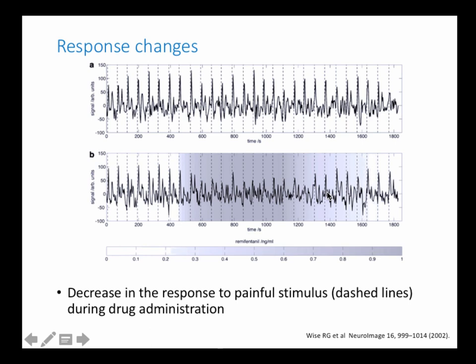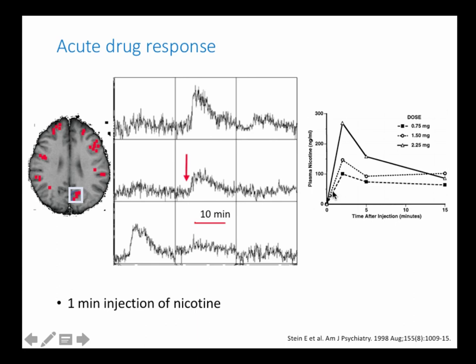As an example of something you can look at where you just give an acute drug, this is where they do an acute injection of nicotine, and you can see in various regions of the brain that the uptake curve is pretty well visible to the naked eye, and that it matches pretty nicely with the peripheral measure in the blood plasma as well.